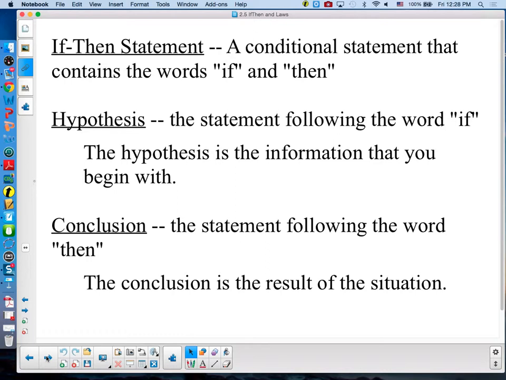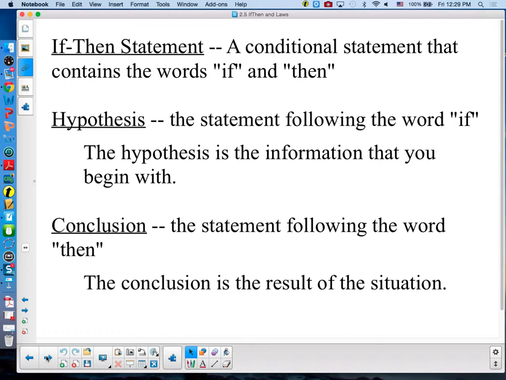You got one? If you mess up, then you have to erase. Okay, if you mess up, then you have to erase. Conclusion, you have to erase. Hypothesis, mess up. If there's snow on the ground, then it is cold. Hypothesis, there's snow on the ground. Conclusion, cold. Okay? So it's as simple as that if you have the sentence saying, if something, then something.